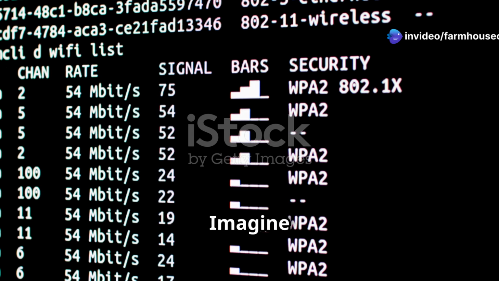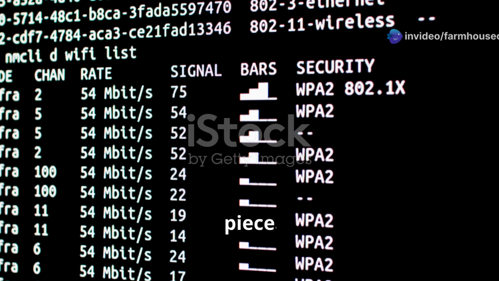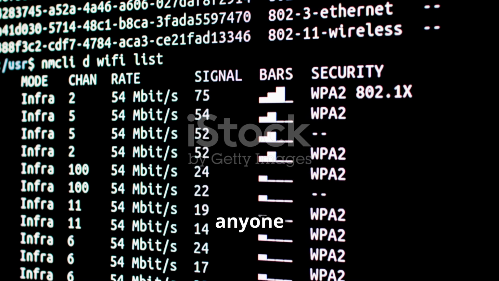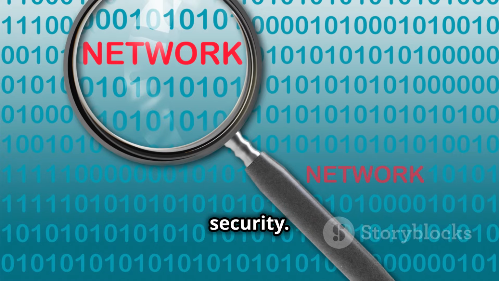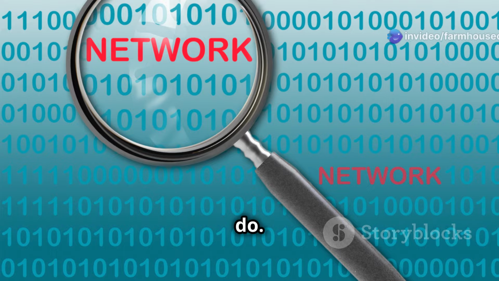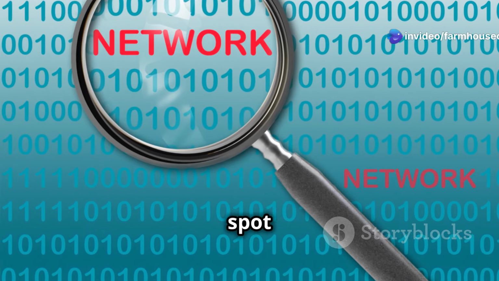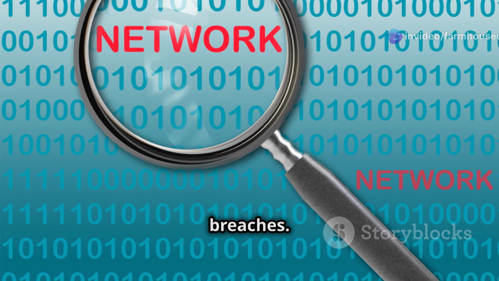These tools not only help in identifying potential threats but also in understanding the intricacies of network communication. Wireshark. Imagine being able to see every single piece of data that flows through a network. This tool is indispensable for anyone serious about network security. That's what Wireshark allows you to do. It provides a detailed view of network traffic, making it easier to spot anomalies and potential security breaches.